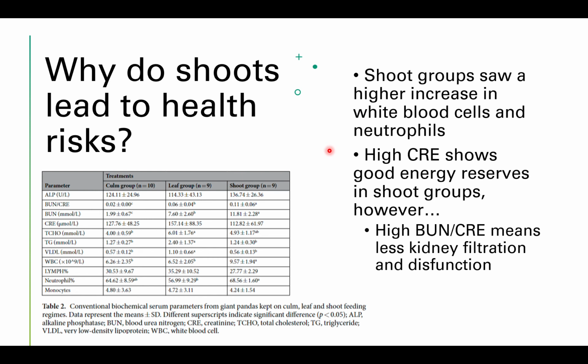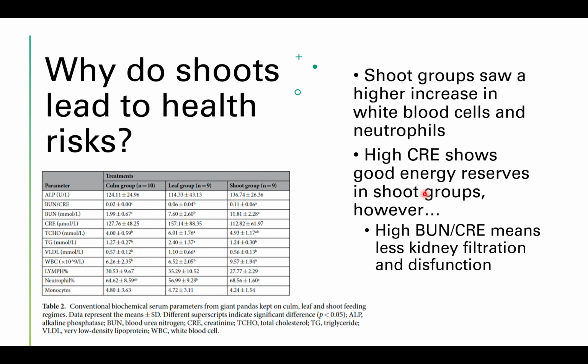It's fighting something. In this case, it seems that the shoot groups are experiencing some inflammation from the shoots that they are eating. And so it is harming them. It's damaging their tissues. It's not great. CRE stands for creatine levels. So the shoot groups actually have a good amount of creatine, which shows that they have a good energy reserve, which can go back to what we've mentioned before, that the shoot groups can have a lot more energy than the culm and leaf groups, which are having to use up that energy. Creatine is higher in energy than ATP, as we know, and so it's good for that kind of energy storage.